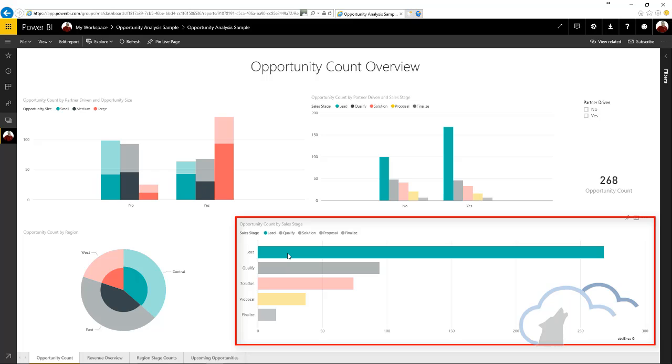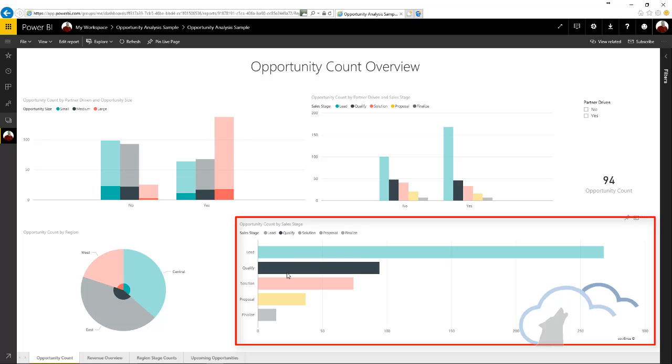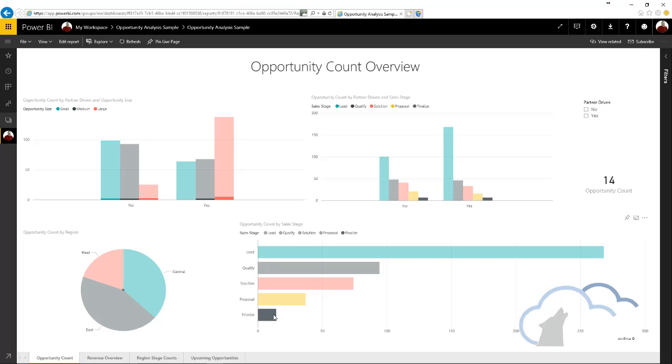I'll select each sales stage in the bar chart in the bottom left to see the differences in regional count. I notice that even though East is the biggest region in terms of counts, in the solution, proposal and finalized stages, all three regions have comparable counts. This means they close a higher percent of deals in Central and West.